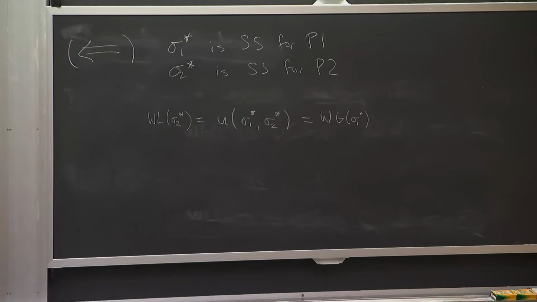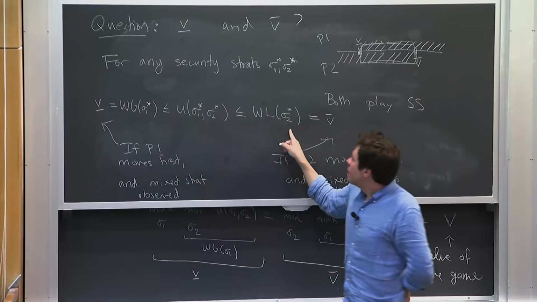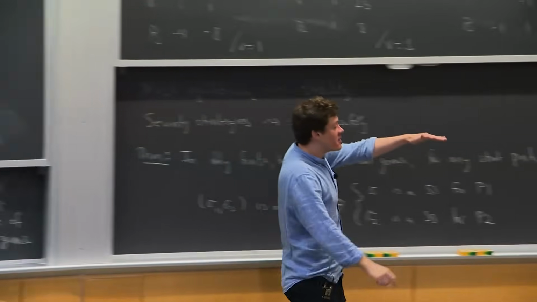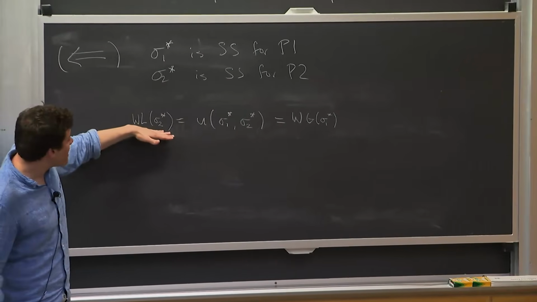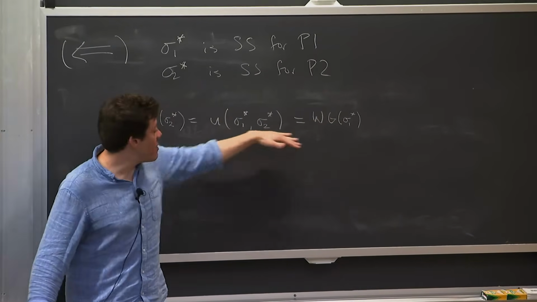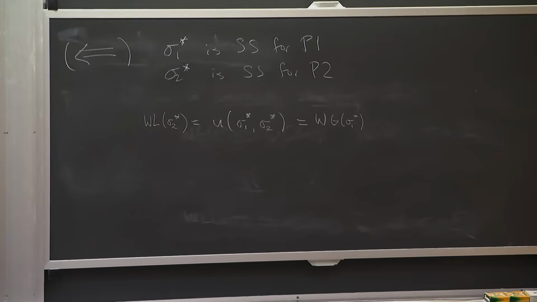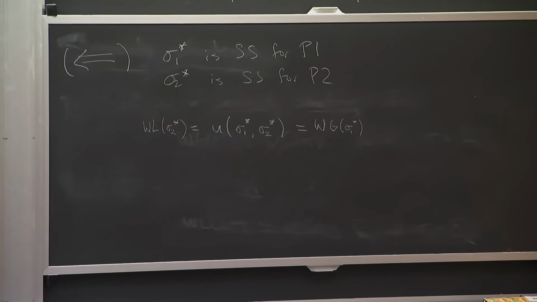Okay. Now, up here, we just had an inequality between these statements. But now we have an equality because of the minimax theorem. So the minimax theorem tells us that the worst case loss from sigma 2 star must equal the worst case gain from sigma 1 star. And we have equality in this expression from that last inequality. And now what we want to show is that we have a Nash equilibrium.